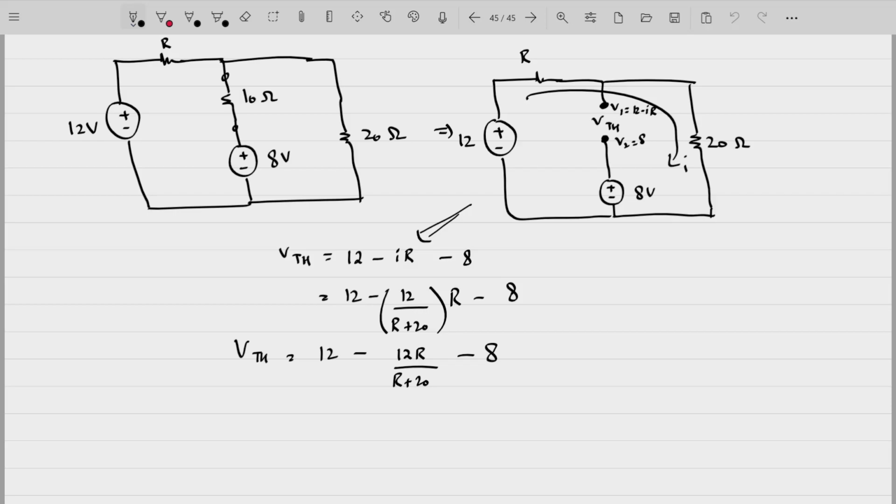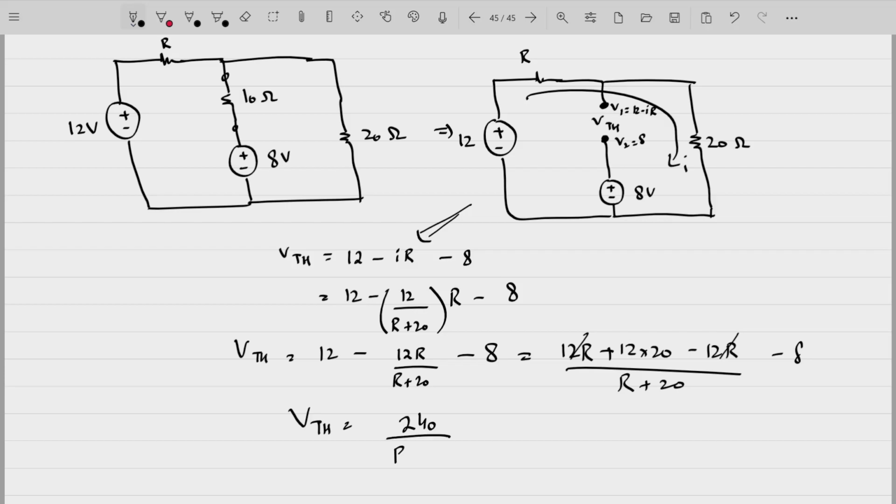So finding out VTH, we have found VTH is equal to 12 minus 12R. So this becomes 12R plus 12 into 20 minus 12R divided by R plus 20 minus 8. 12R, 12R goes. So VTH is 12 into 20, that is 240 divided by R plus 20 minus 8.